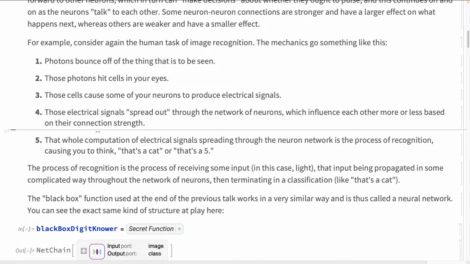Then once this whole computation of electrical signals has spread throughout the whole neural network, so to speak, this is what causes you to think, oh, that's a cat, or that's a 5. So you have some input. That input causes a response. That response spreads out through some network of little nodes that can talk to each other. And then the final result is that you get, so to speak, an output of thinking that's a cat or that's a 5, just the implicit recognition of the thing that you're seeing.